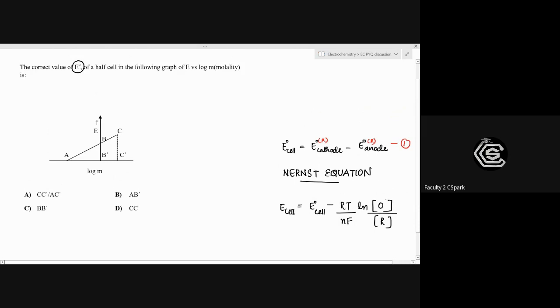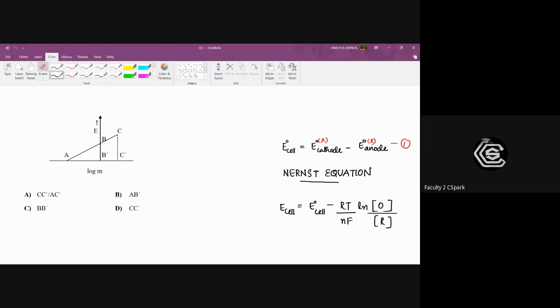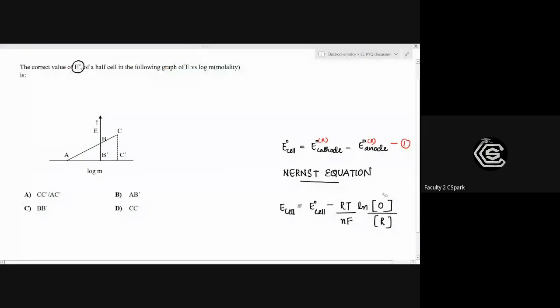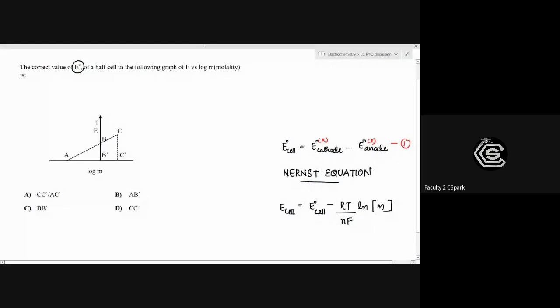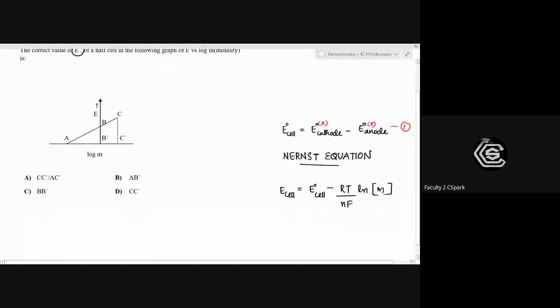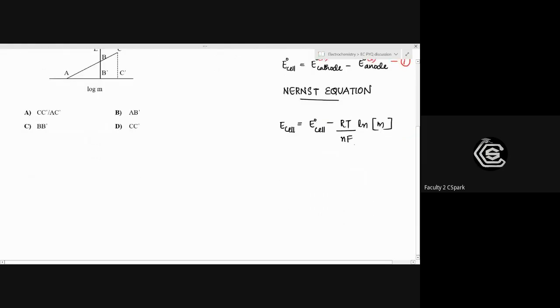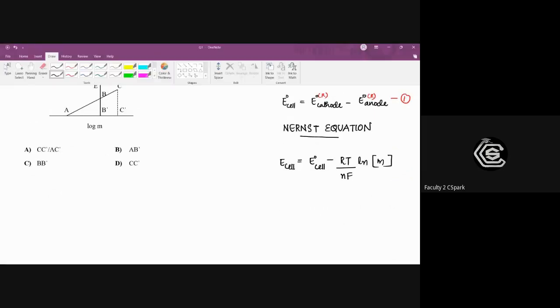So in the general expression, in the numerator you have the concentration of the oxidized species, and in the denominator you have the concentration of the reduced species. Instead of this ratio, they have just mentioned M. They have represented the ratio of the concentrations as M. So we can also do the same, M. Okay, so this is the Nernst equation. This is what we are going to employ. Now, when it comes to a graphical form, what would be the situation? Now, this is the form, and the graph they have given is linear.